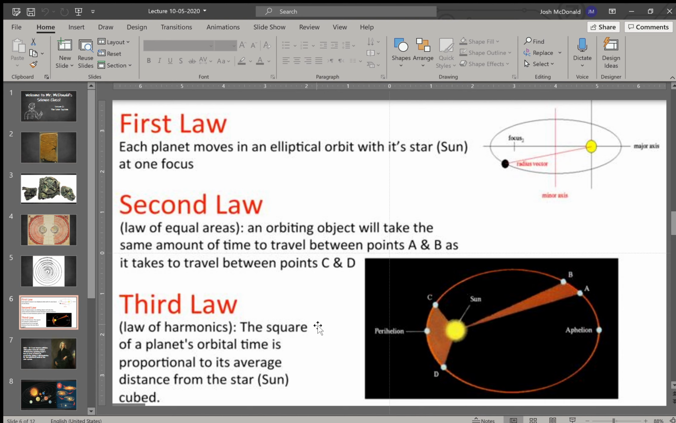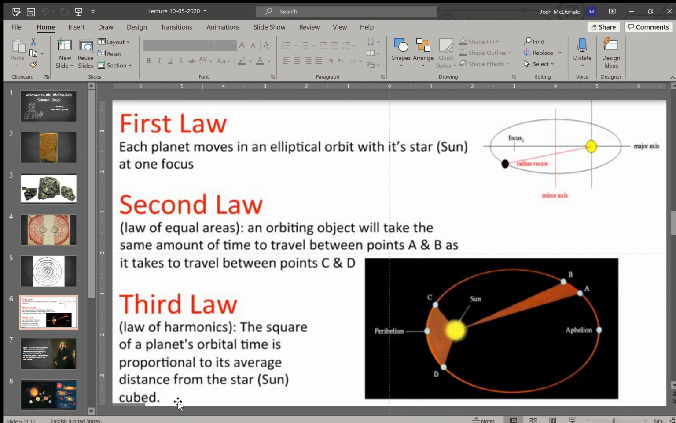And then his third law, the law of harmonics, says that the square of a planet's orbital time is proportional to its average distance from the star, cubed. So we're not really going to get into these. This plays a lot into physics, but I want you to understand what the thinking was when they saw these objects in motion. They said there has to be some kind of science behind it. It can't just be random.